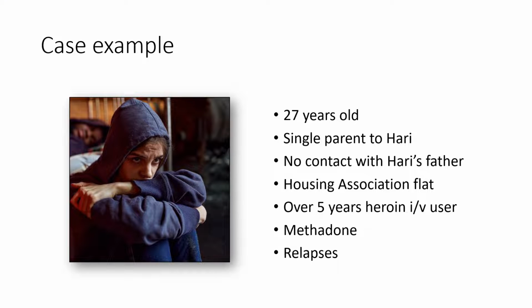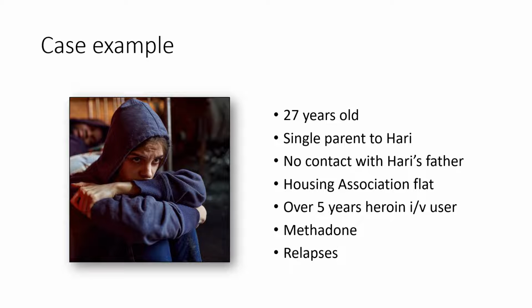Rhian Jones is 27 years of age. She's a single parent to her son Harry. He's aged 2 and lives with his mother in a first-floor housing association flat. Harry, her son, is mobile. Harry's father does not feature in his life.